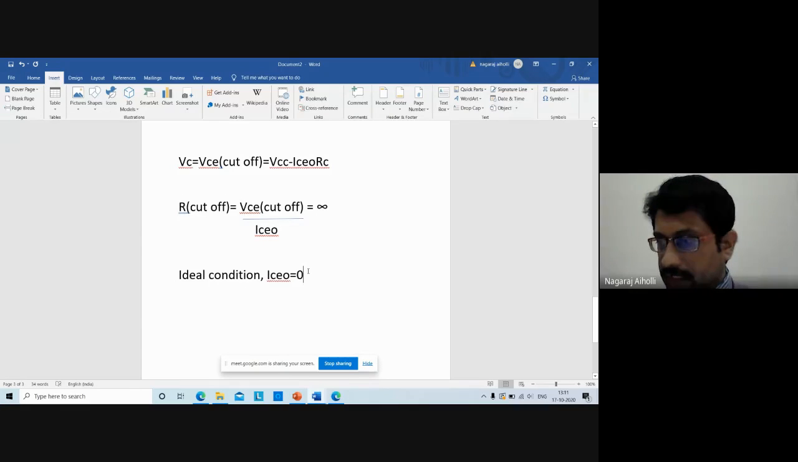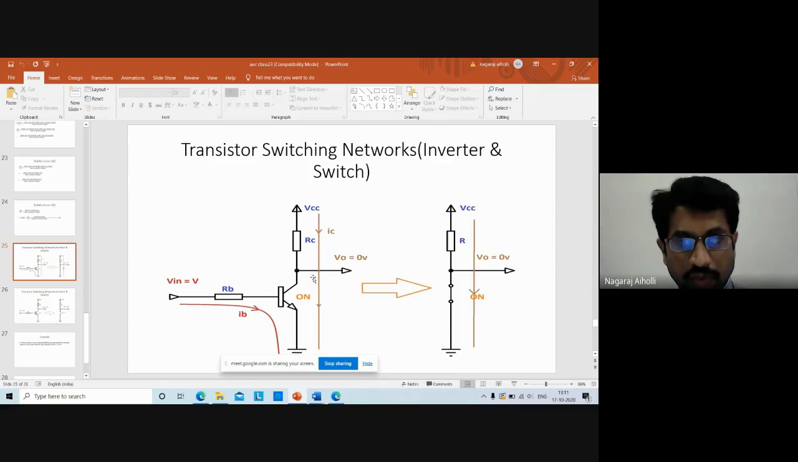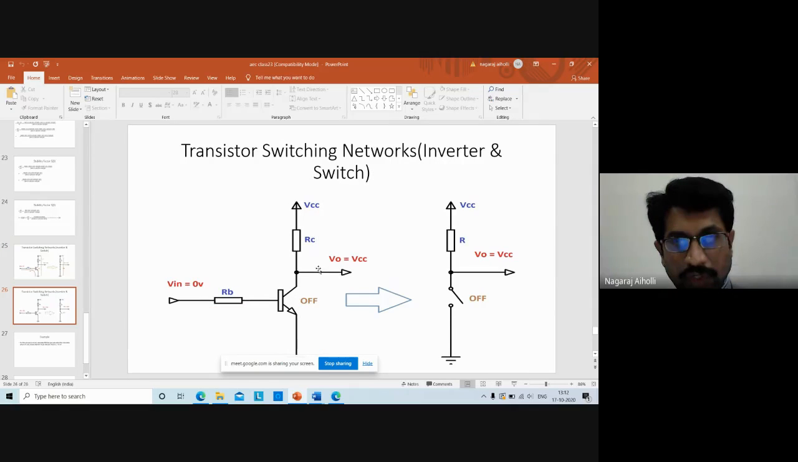As it is infinite resistance, what does it mean? Infinite resistance means open circuit. So the switch is shown as open here. Therefore, when Vin is equal to V, output is 0 volts, and it is a closed switch. Then when Vin is equal to 0 volts, Vo is equal to VCC, it is an open circuit, the switch is open. This is how it works as an inverter and also as a switch.